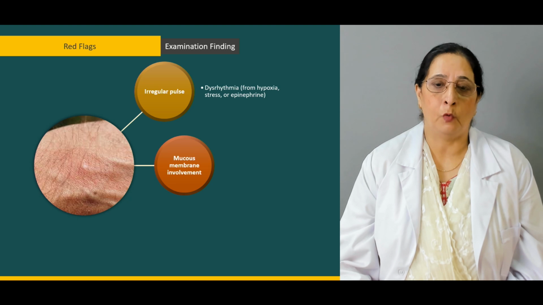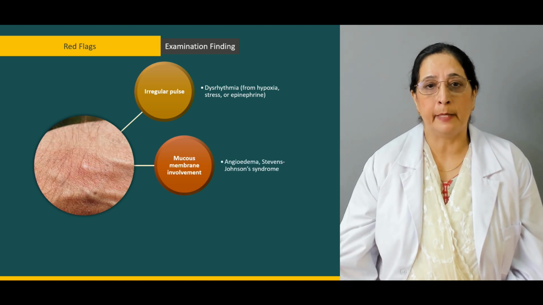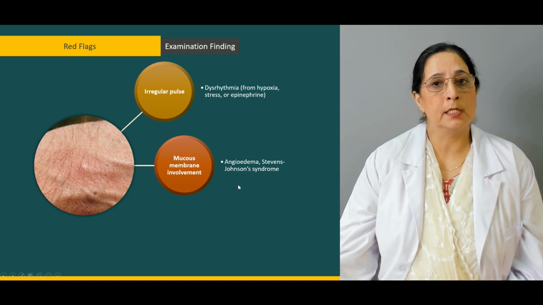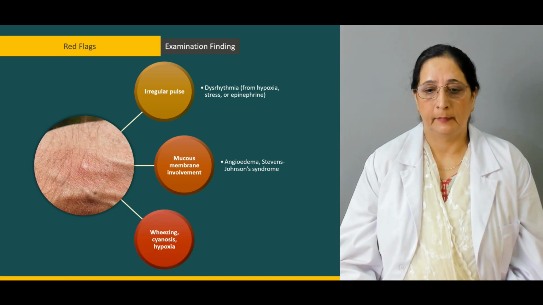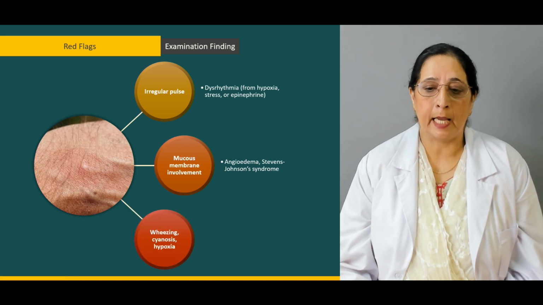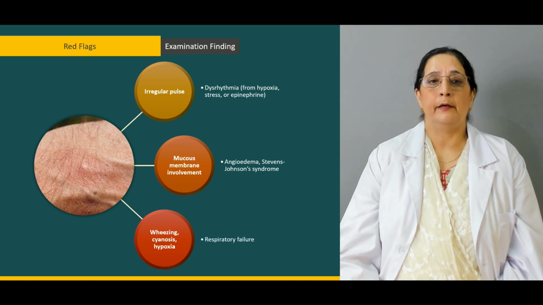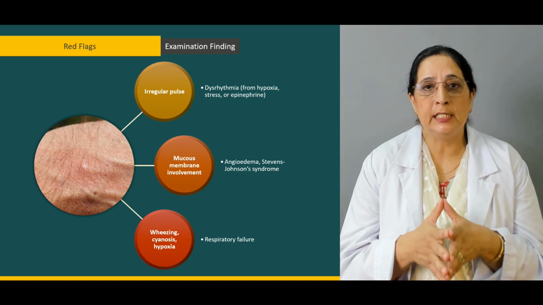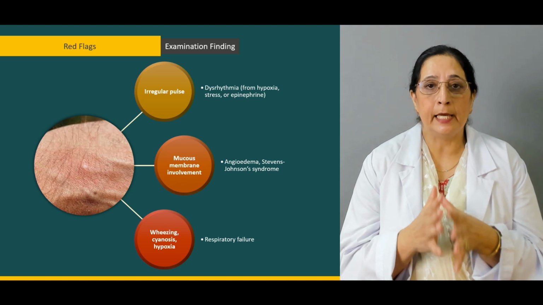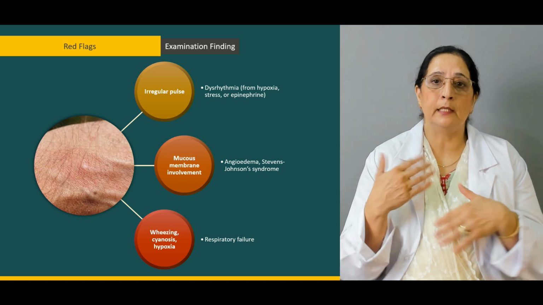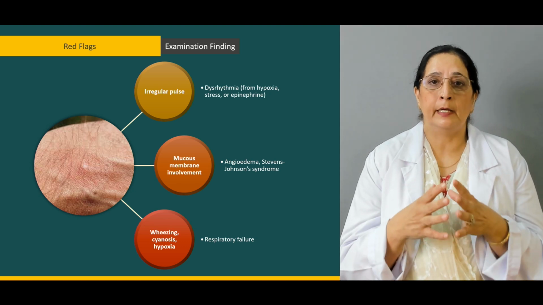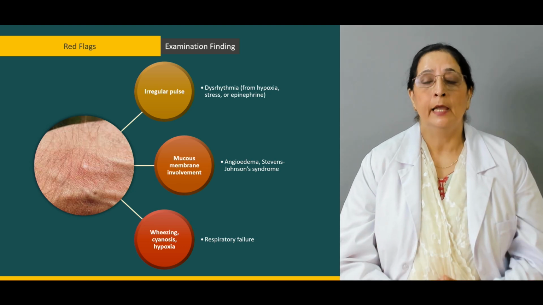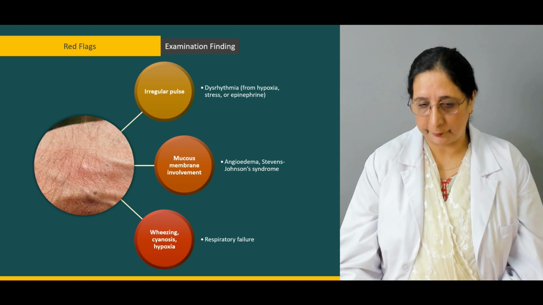Mucous membrane involvement. What will happen on the mucous membrane? There is angioedema or Stevens-Johnson syndrome. Wheezing, cyanosis, and hypoxia, respiratory failure. So on examination, we can see angioedema, wheezing, cyanosis, hypoxia, all as a result of respiratory compromise, respiratory failure. These features are present. Irregular pulse due to dysrhythmia.